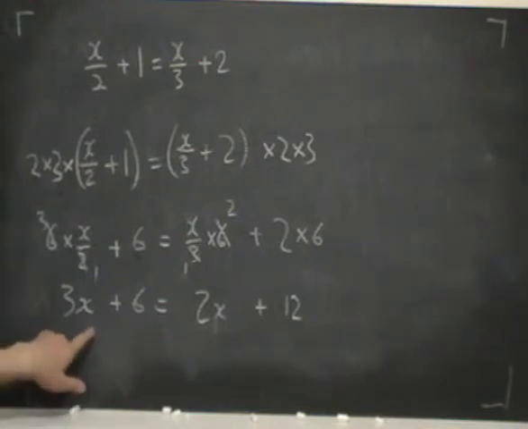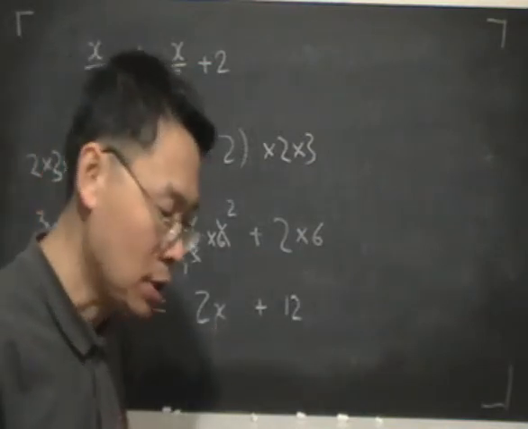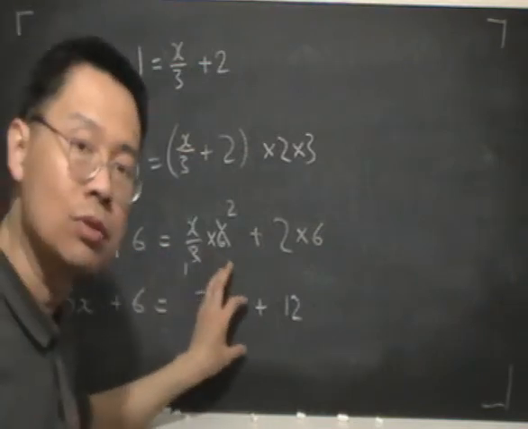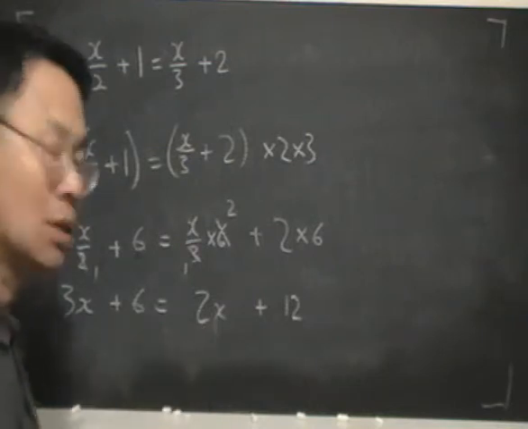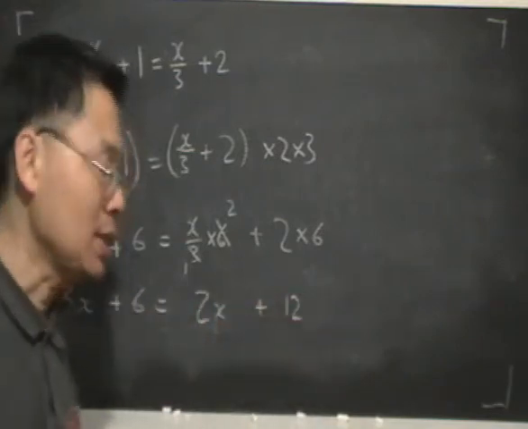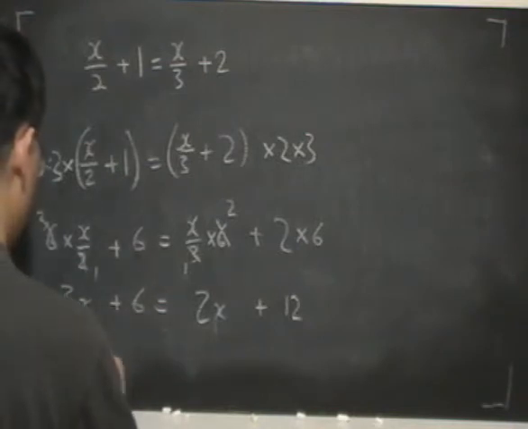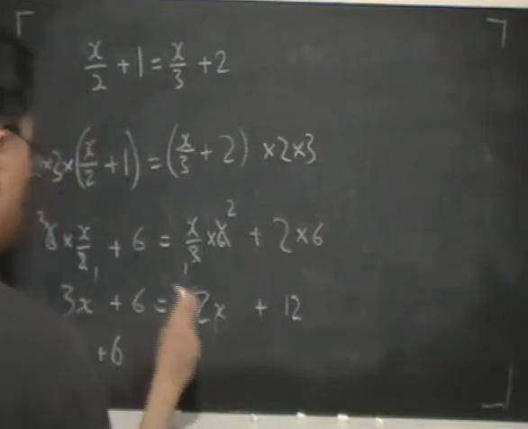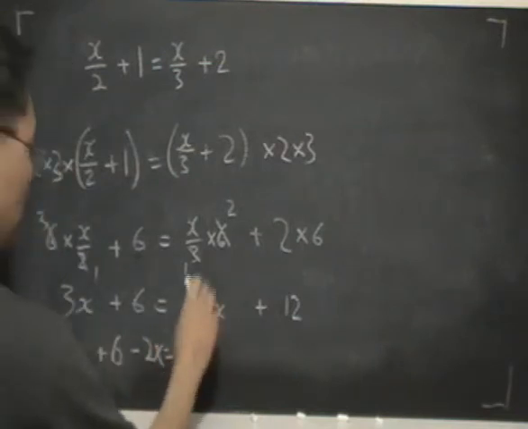Okay, in the next step, you see that we have x on both sides of the equation, and it would be nice if I can get rid of the x on one side first. So on this side we have a 2x. We can get rid of that if we minus 2x from both sides. Let's do that. 3x plus 6. I'll minus 2x from the left side, and I'll minus 2x from the right side.